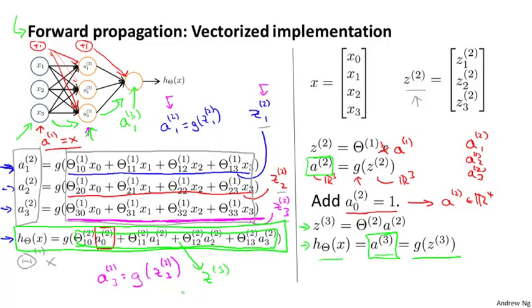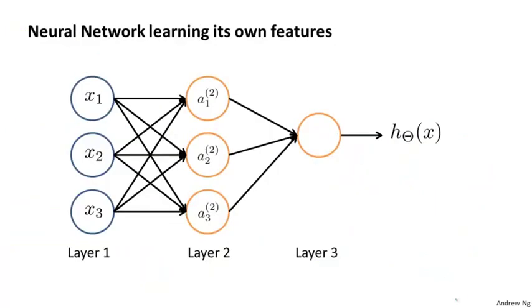And what we just did was we worked out a vectorized implementation of this procedure. So if you implement it using these equations that we have on the right, this will give you an efficient, a relatively efficient way of computing h of x. This forward propagation view also helps us to understand what neural networks might be doing and why they might help us to learn interesting nonlinear hypotheses.